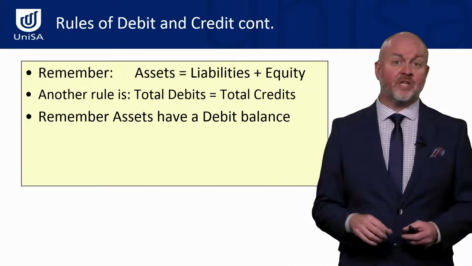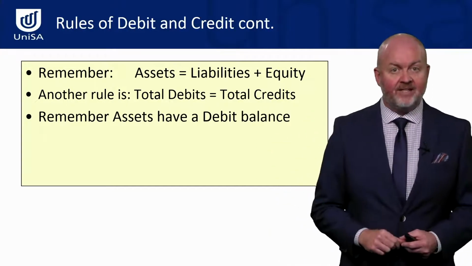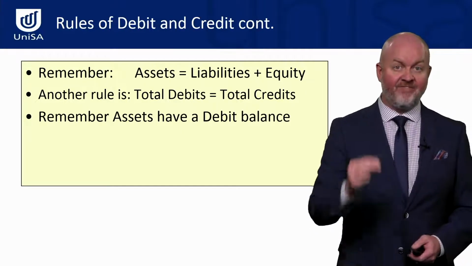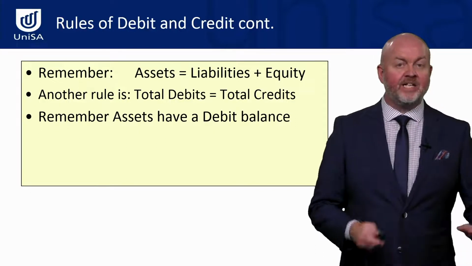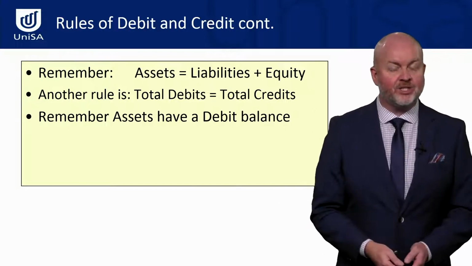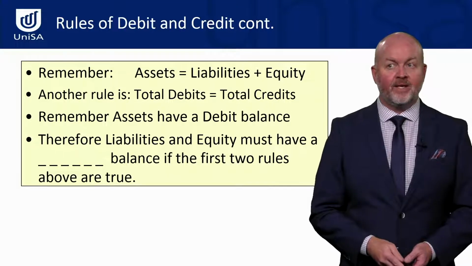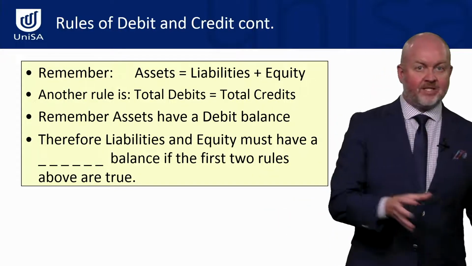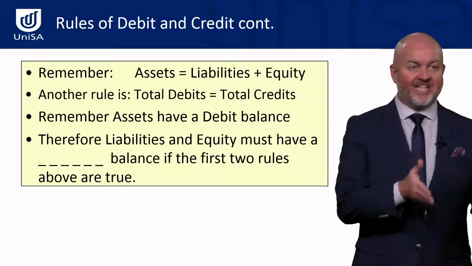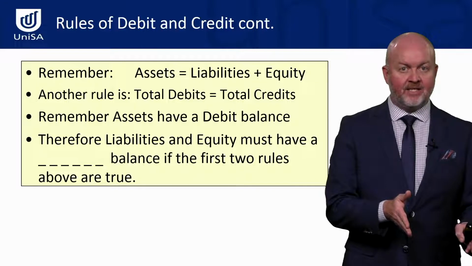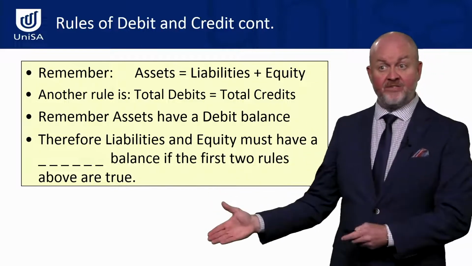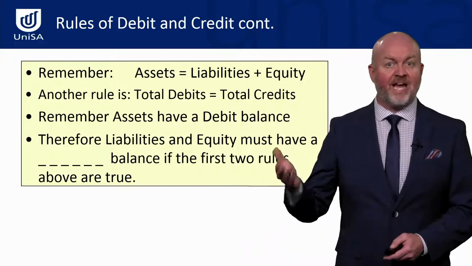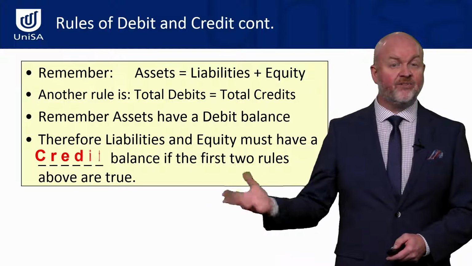Now, if we take those two things together and then add on top of that this new rule that we've just introduced you to, that assets are debit in nature, they have a debit balance, then we can extrapolate from that what the other balances should be in that accounting equation. If assets equals liabilities plus equity, that debits equal credits, and the asset side of that equation is a debit balance, then by definition, the other side of that equation, that is the liability and equity side of that equation, must have credit balances for those first two rules to be true.